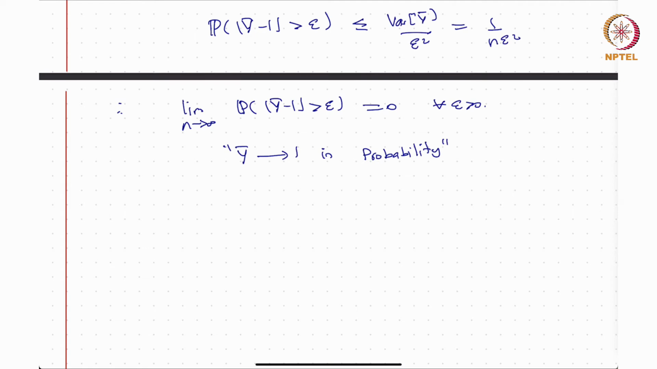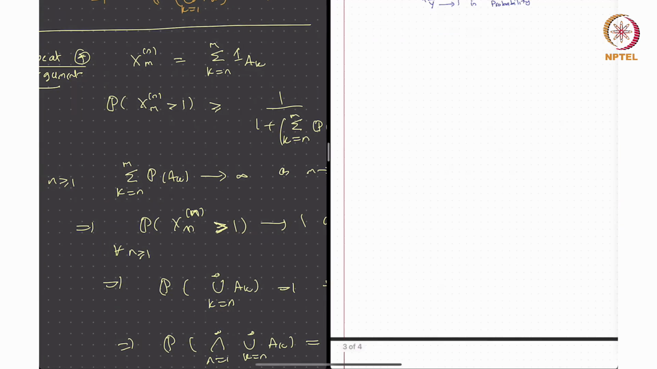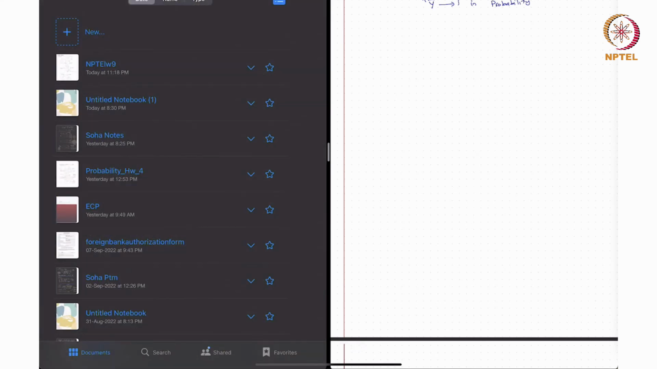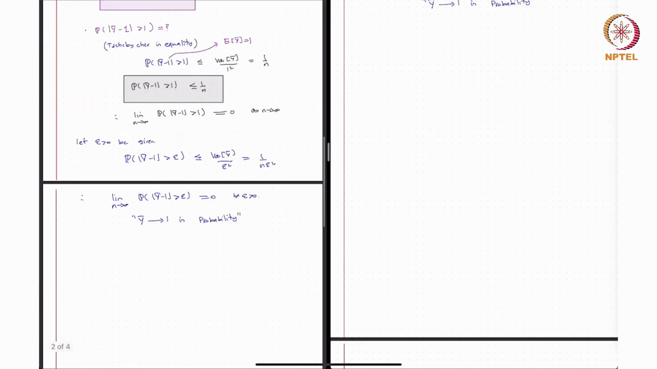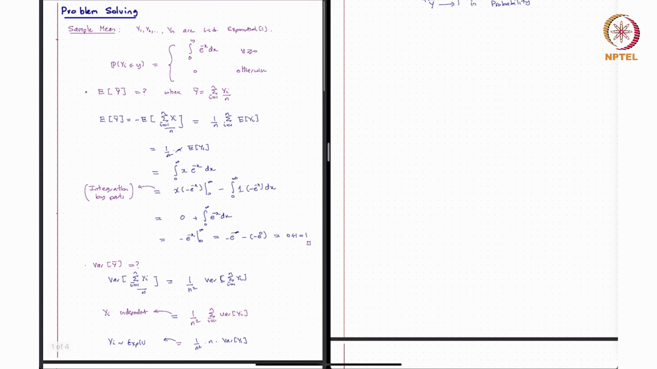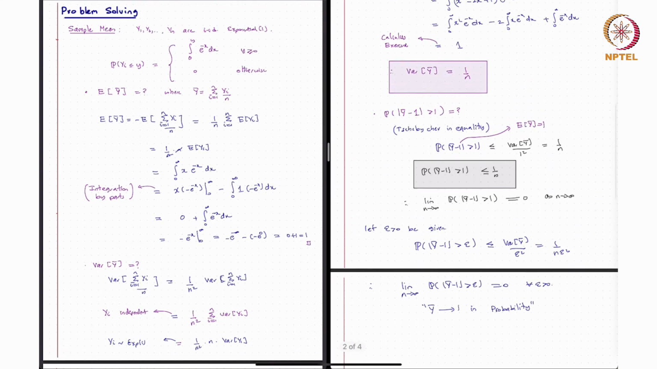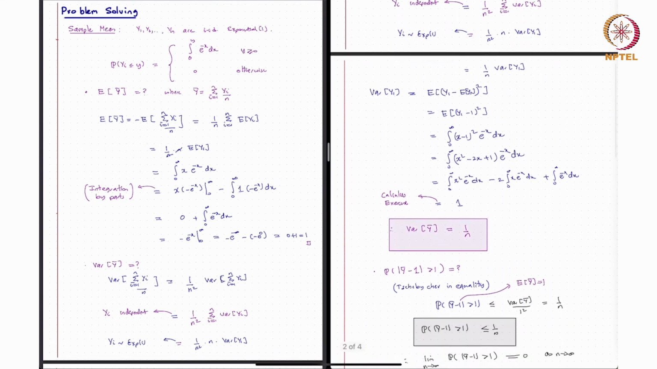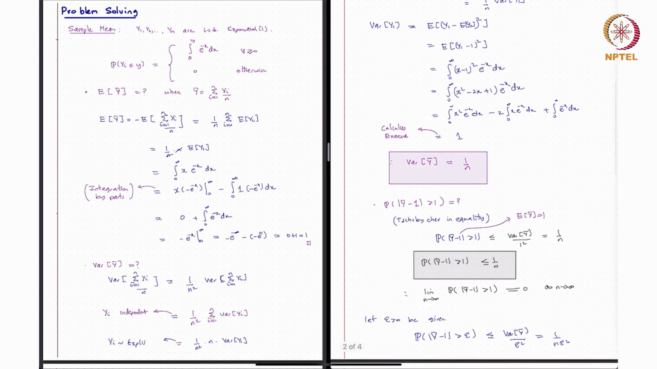So what have we seen in this problem session? We started off with exponential random variables. Then we computed the sample mean's actual true mean, and found that E of y bar was equal to 1. Then we tried to find the variance of y bar, and found the variance of y bar was 1 over n. That means there's a reduction of 1 over n for every n.